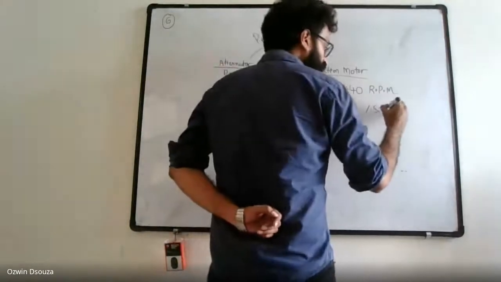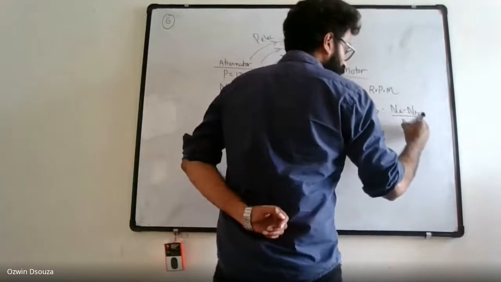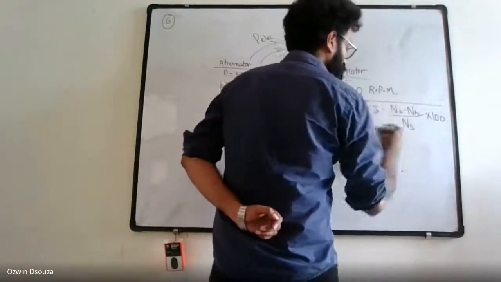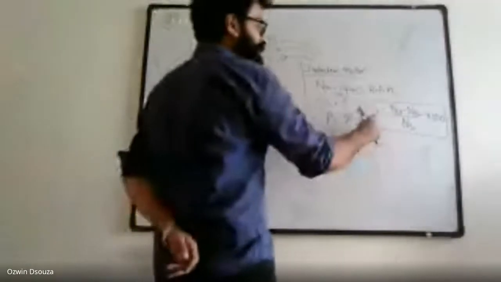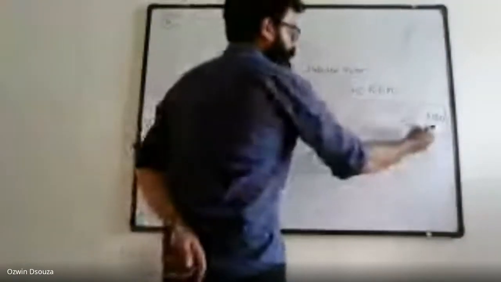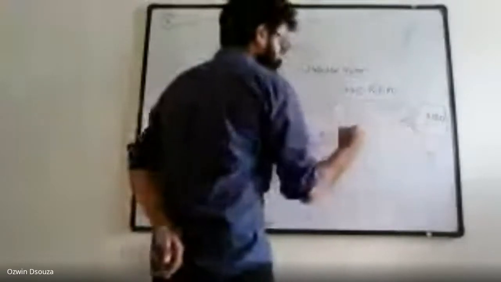Percentage slip is Ns minus Nr divided by Ns into 100. Okay, this is how you calculate the percentage, right? Ns minus Nr, and when you multiply by 100, you will get the percentage. So to calculate percentage, you have the Nr value, which is 1440 rpm, but you don't have the Ns value. Hence, you need to determine Ns. How will you determine Ns for the induction motor? 120 F divided by P. That is equal to 120 into alternator data divided by P. We don't know because P needs to be found out.